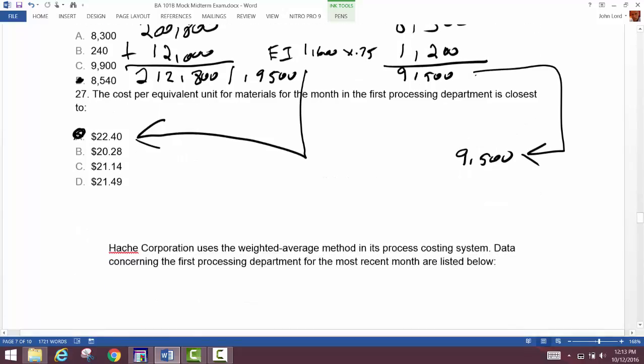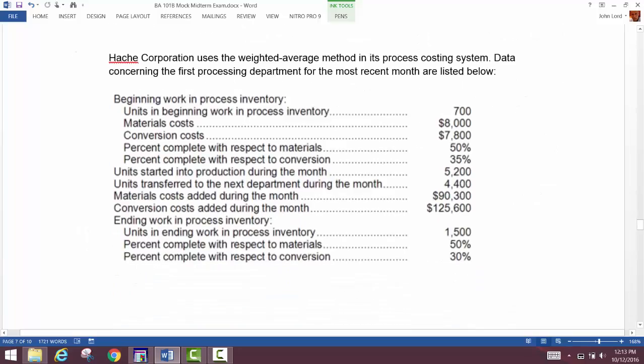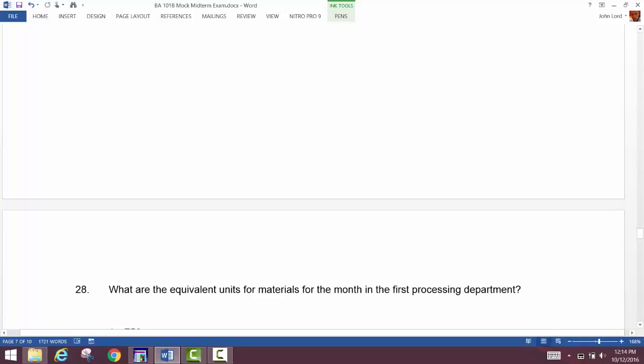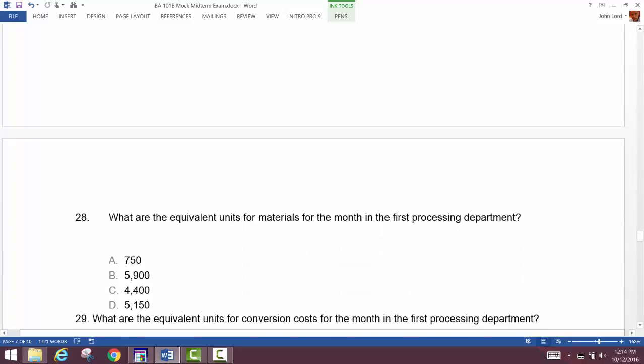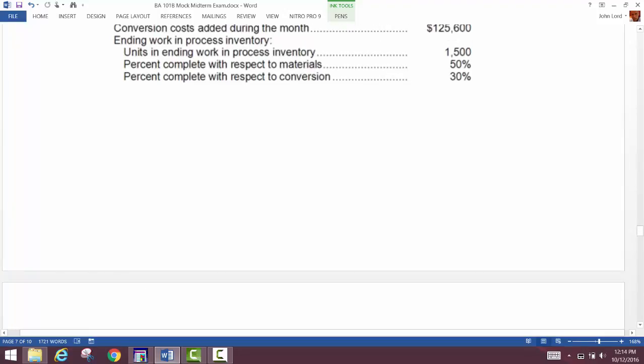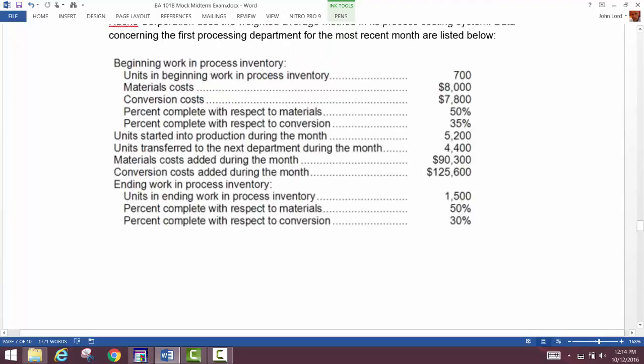All right, let's take a look at this one. This one was very similar to some that we did in the practice exam. In the earlier practice exam, they gave us this whole big table of numbers, and then we just needed to figure out the equivalent units for materials. Even though this problem looked harder, it was actually easier, wasn't it? Because we just had to pick up the units transferred to the next department. They just come right out and tell me what they are.